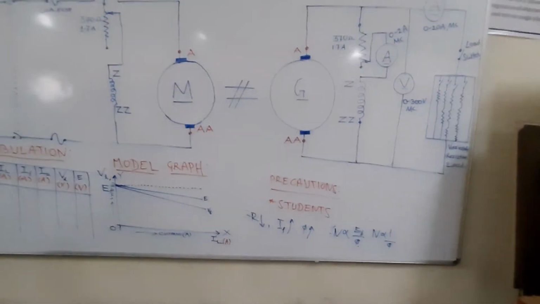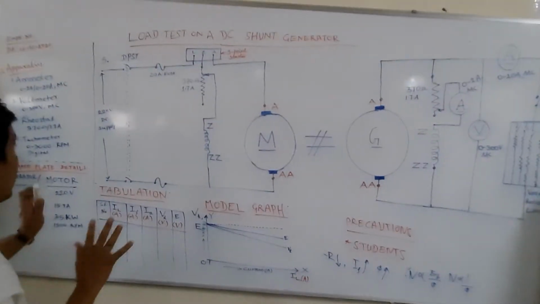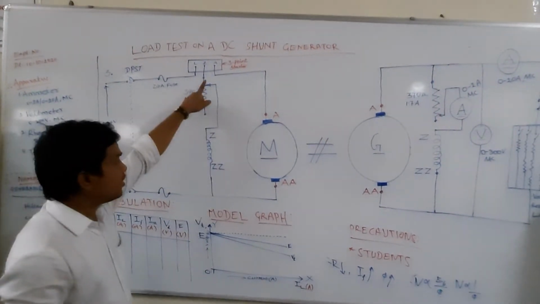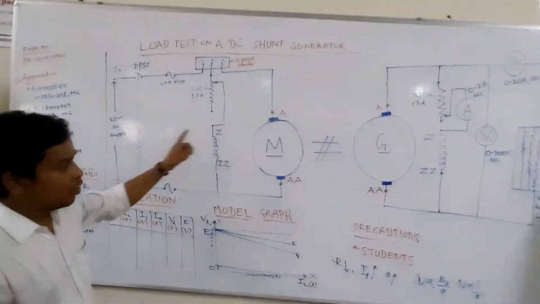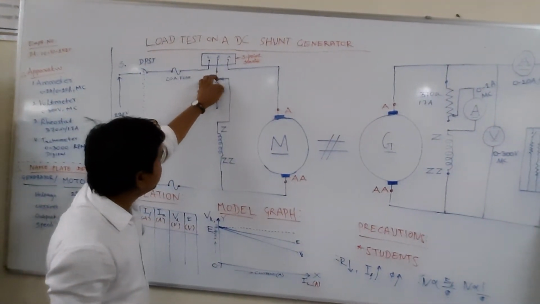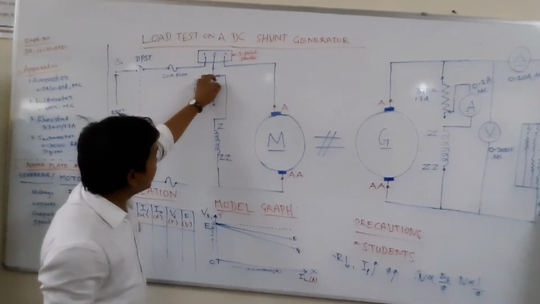Okay, so this is what we have done. Now, how to start: first switch on this supply, then switch on this stator, then you start the experiment as I have told you. Then you keep moving in this direction, which means keep increasing the value of resistance.